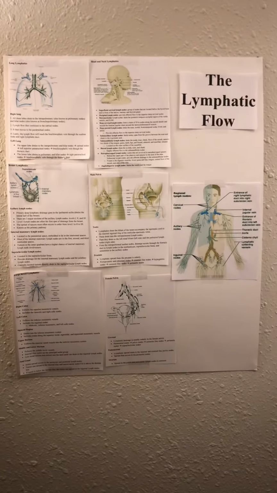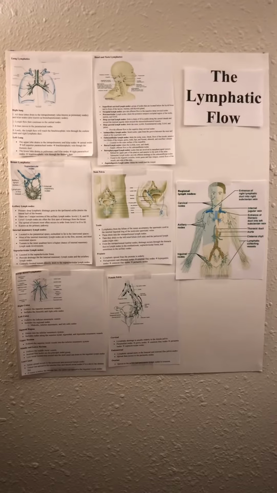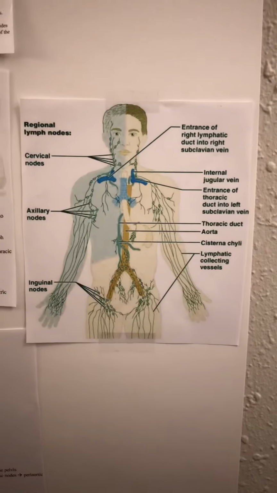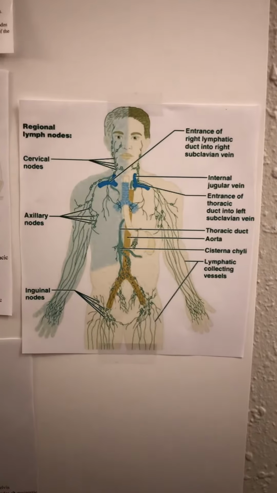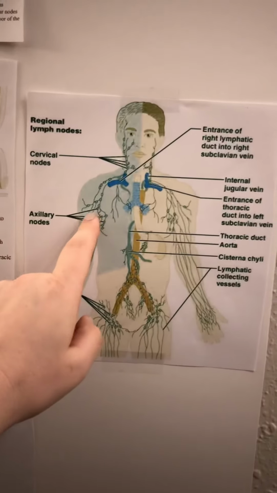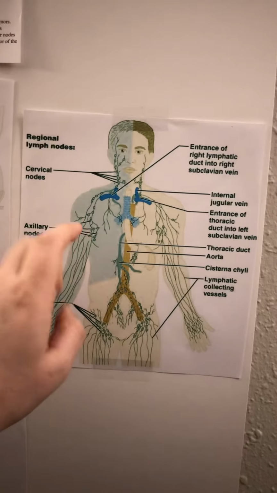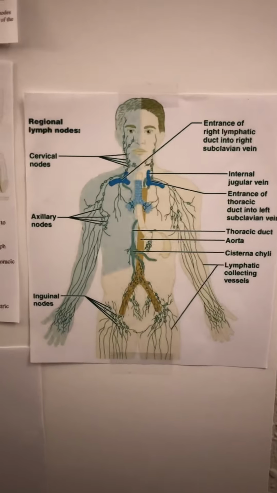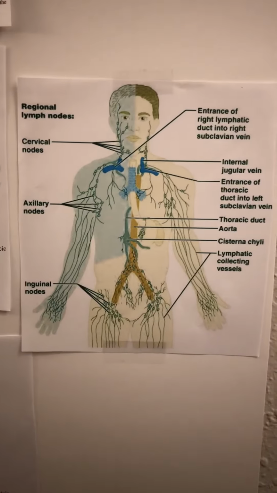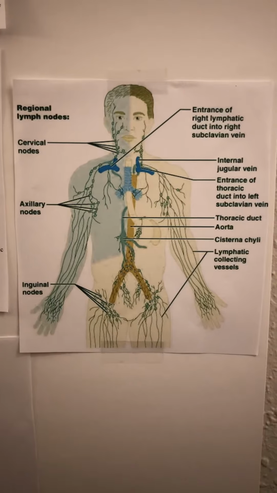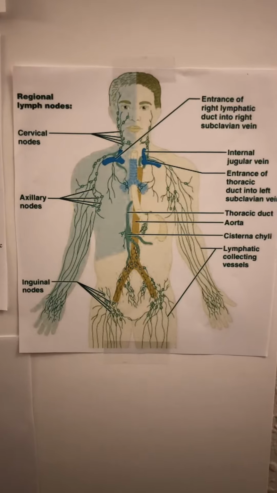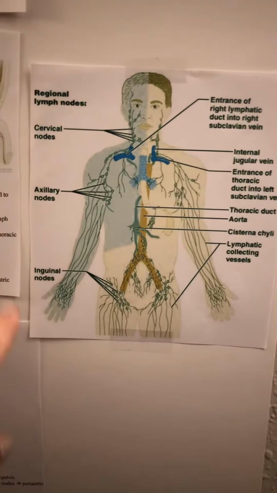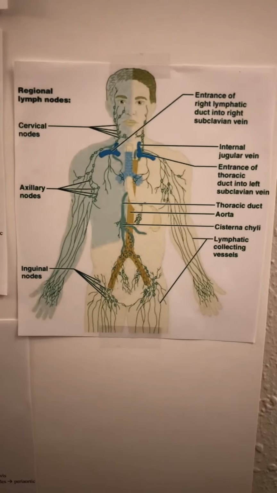Okay, so this is my lymphatic flow project. We'll just start here at this general diagram of the lymphatic system. So here we have our right lymphatic duct, and then this side is the thoracic duct. And then this also just shows some of the main lymph node groups. So we have the cervical nodes up by the neck, the axillary nodes, and then the inguinal nodes.